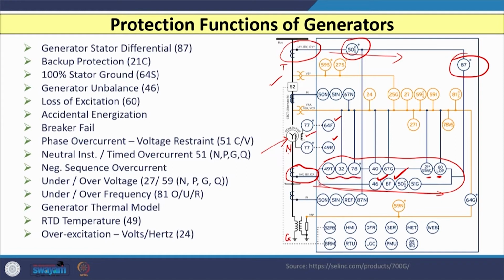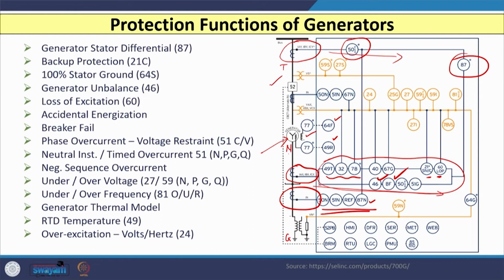Now, as this is a neutral terminal, so the neutral side is separately there, where you have these 4 functions available starting from 50N, that is the overcurrent in neutral, 51N, that is time delayed overcurrent in neutral, REF, that is restricted earth fault protection, and then 87N, that is the differential in neutral circuit. So, this is meant for that.